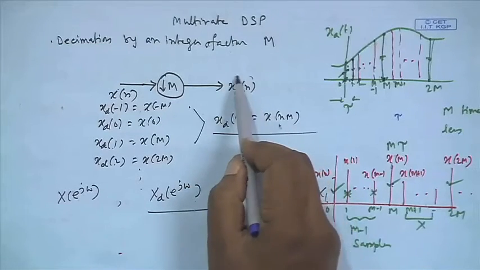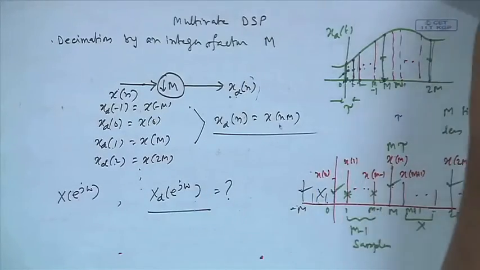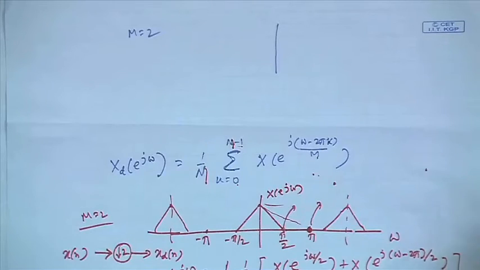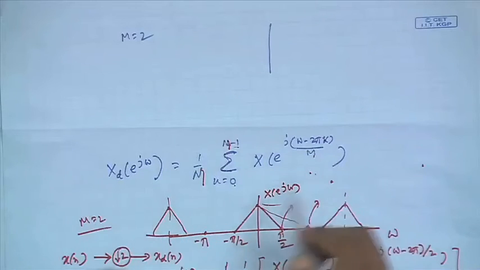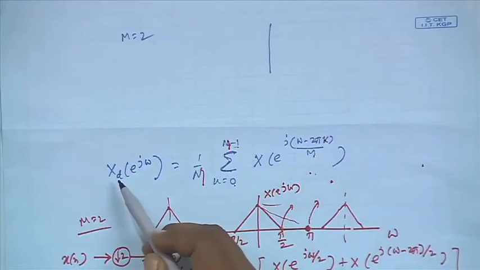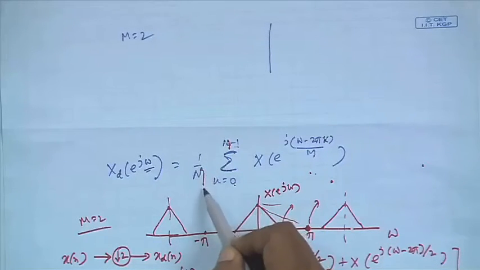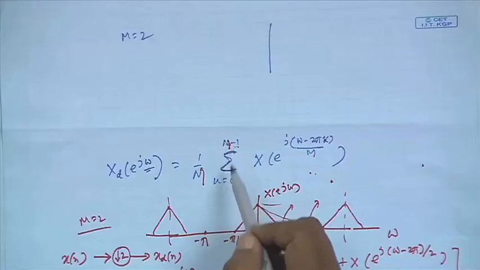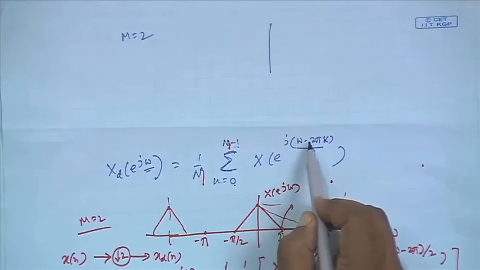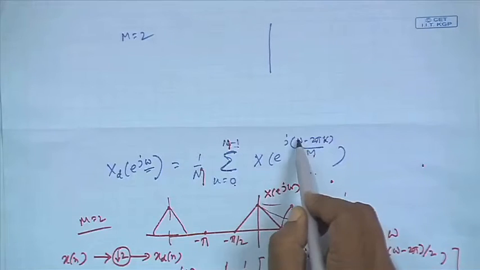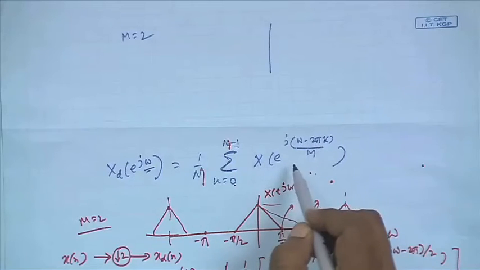Then we wanted to find out the discrete time Fourier transform of this x d n, that is the decimated sequence, in terms of the original discrete time Fourier transform, and we derived it. The derivation I will not repeat today, but the formula was this: if you are decimating by a factor M, then the DTFT of the decimated sequence at any frequency omega will be 1 by capital M, summation k equal to 0 to m minus 1, so total M components, capital X the DTFT at frequency omega minus 2 pi k by M. So, k equal to 0 means omega by M, k equal to 1 means omega minus 2 pi by M, k equal to 2 means omega minus 4 pi by M, dot dot dot.